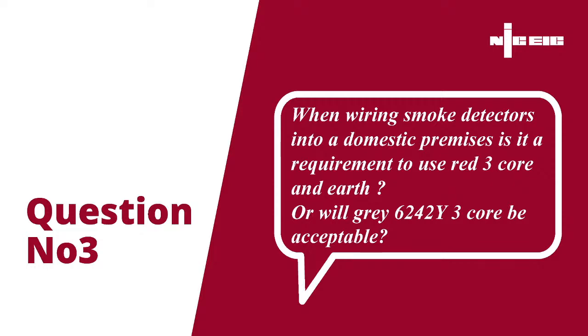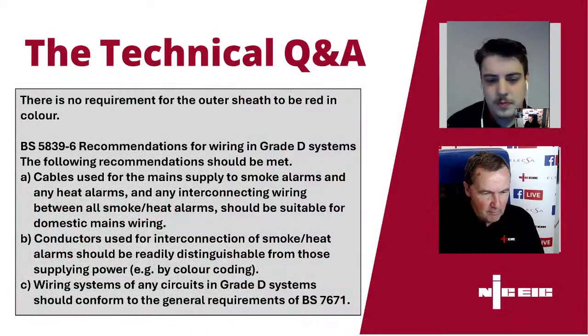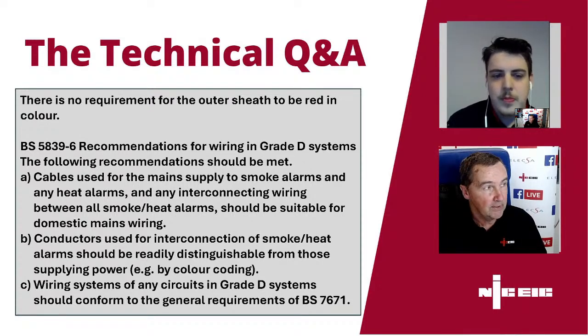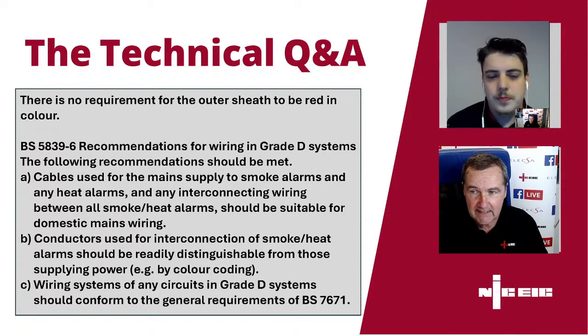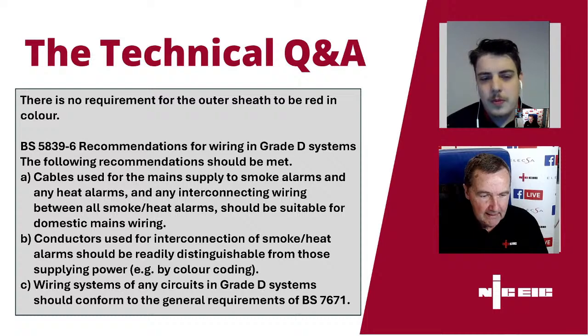I think this one was my lead, wasn't it? So we took a look at this one from a 5839 Part 6 standpoint. 5839 being the British standard for fire alarm and detection, and Part 6 being the domestic section of that standard. And that's quite clear in that the outer sheath does not have to be red in colour.